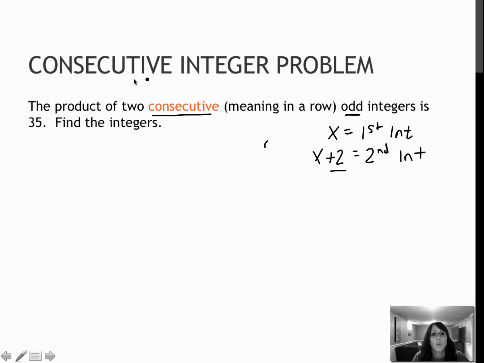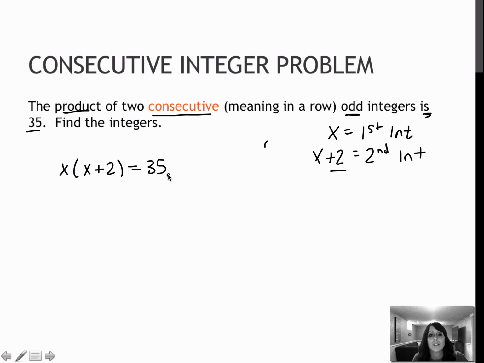one. Well, I know that if I take the product of those, meaning I'm multiplying x, which is my first number, and x plus 2, which is my second number, if I take the product, I should get 35, because it says is, meaning equals, 35. Now this is great that we were able to write the equation, but I actually need to solve.